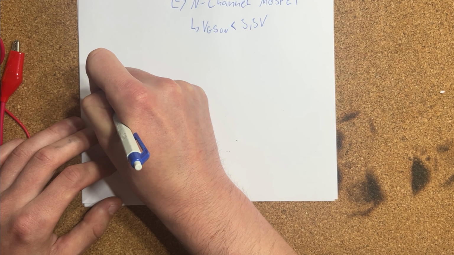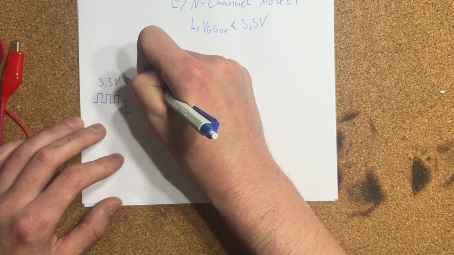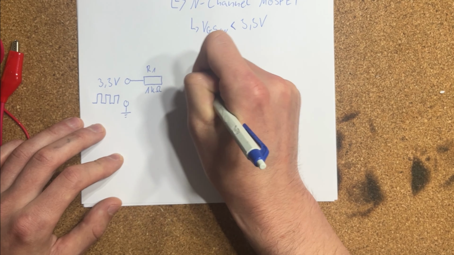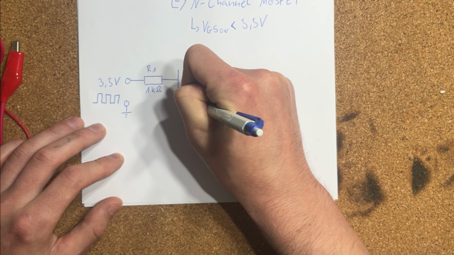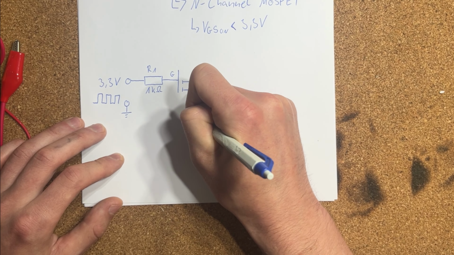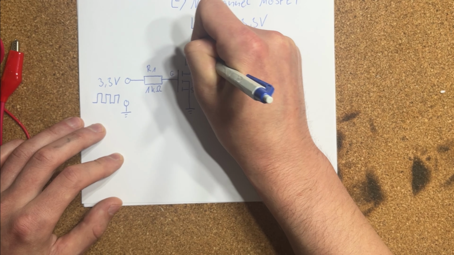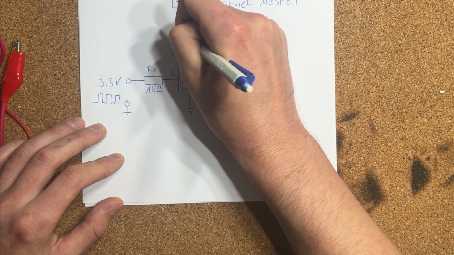The 3.3 volt signal from the ESP32 is connected to the gate of the first MOSFET through a 1 kilo ohm resistor. The source of the MOSFET is connected to ground, the drain is connected to 5 volt through a 10 kilo ohm pull-up resistor. The voltage at the drain is our output signal.